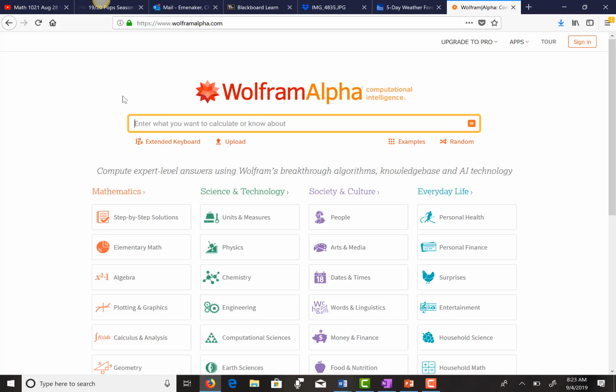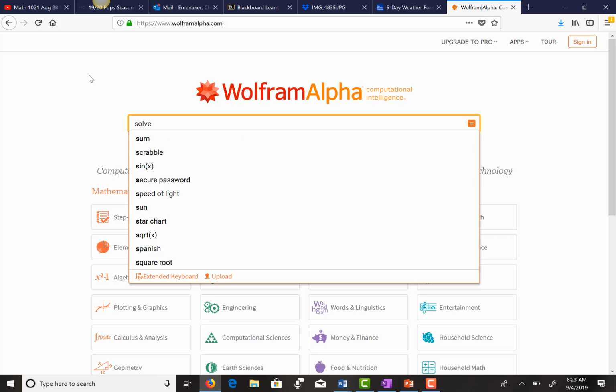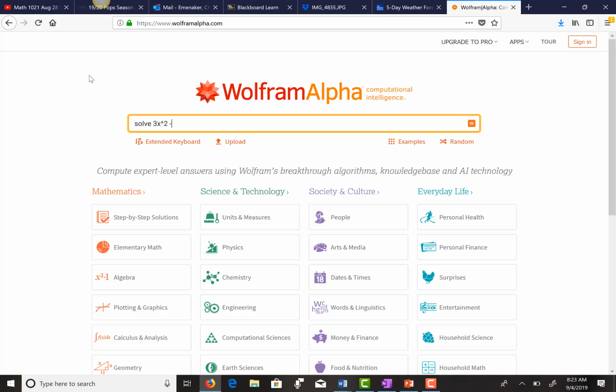One of the things that's nice about this piece of software is that you do not have to have a specific order or specific code to get it to work. You just type in what you want it to do. Solve 3x squared minus 4x minus 2 equal to 0 for x. Okay, we just want to solve for x. Press enter.